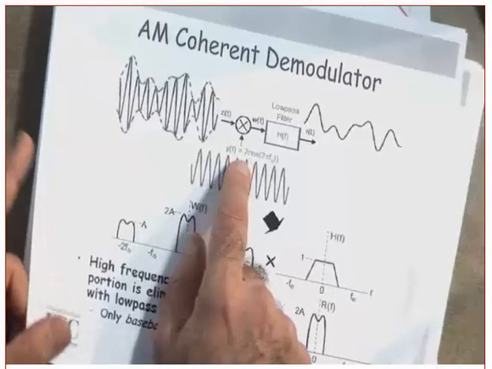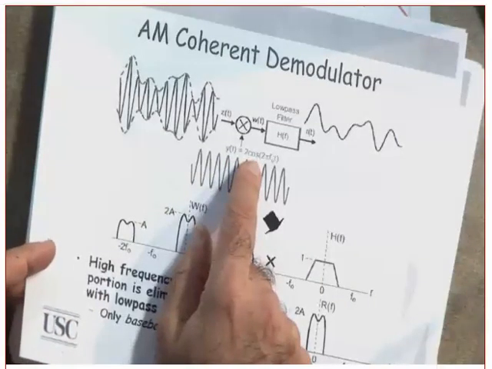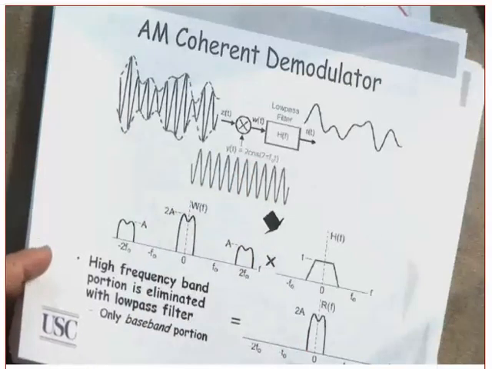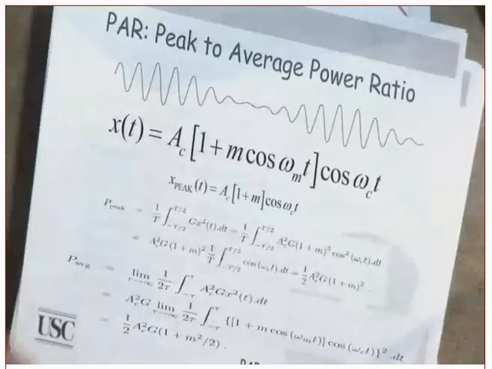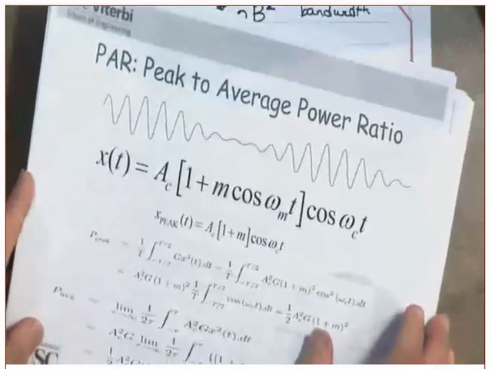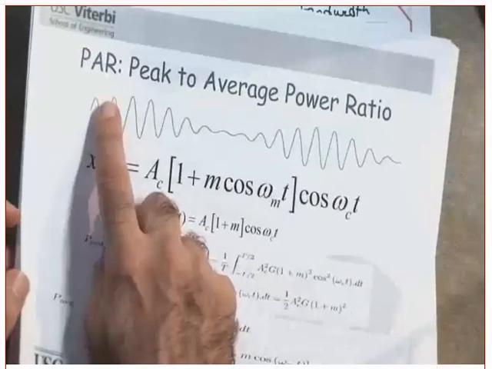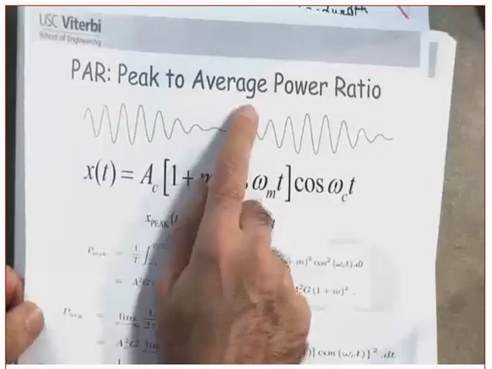We can do that through the use of what is known as PLL. PLL stands for phase lock loop. But that again will increase the complexity of your AM receiver. We would like our AM receiver to be as simple as possible. Clear? Okay, so we use the envelope detector. Then we calculated the power, which is the peak to average power ratio.